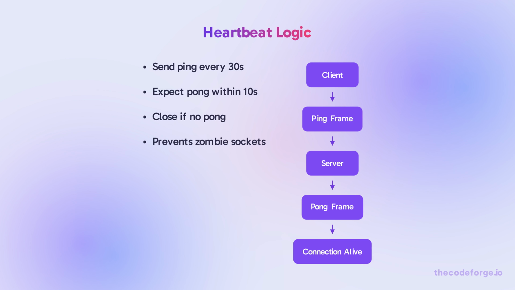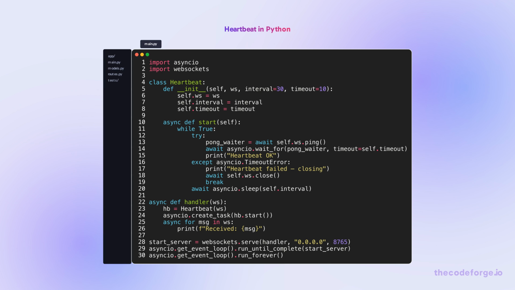Heartbeat pings detect dead connections. Without them, zombie sockets accumulate, wasting resources. Implement ping-pong at the application layer. This server-side heartbeat sends a ping every 30 seconds and waits 10 seconds for a pong. If timeout, it closes the connection, preventing zombie sockets.